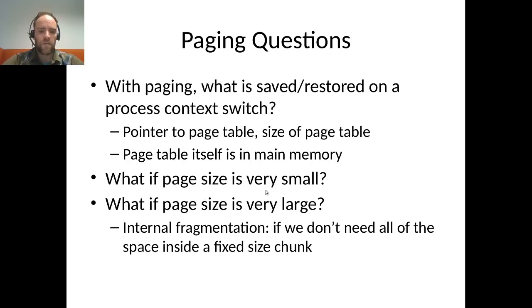So if a page is too small, then we have a lot of extra overhead. If a page is too large, then we have some internal fragmentation. We could allocate a page and only need a few bytes of that fixed size chunk. So the utility of a large page is reduced if we only need a small amount of that memory.